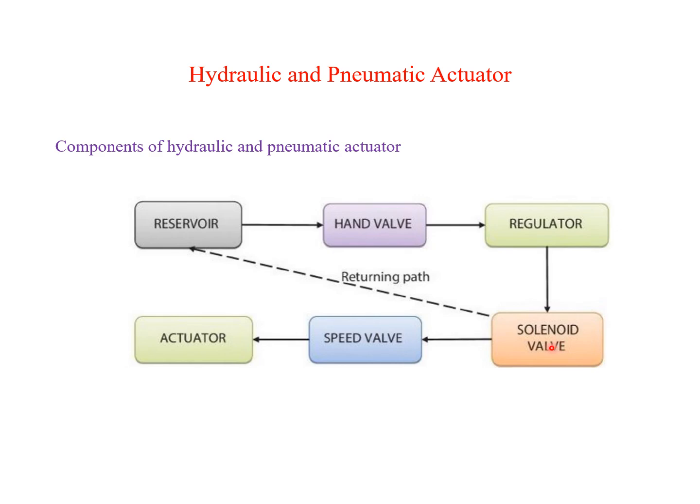The air then passes through the speed valve, which regulates the flow rate before reaching the actuator, which performs the desired mechanical action. So you have a returning path here, which allows the air to flow back to the reservoir, completing the cycle.